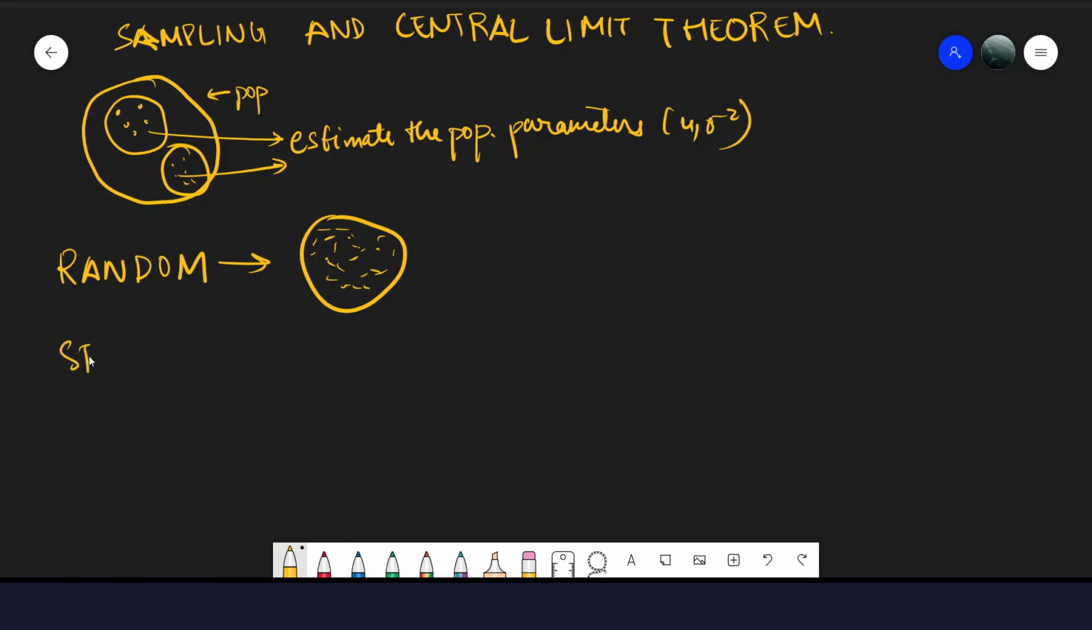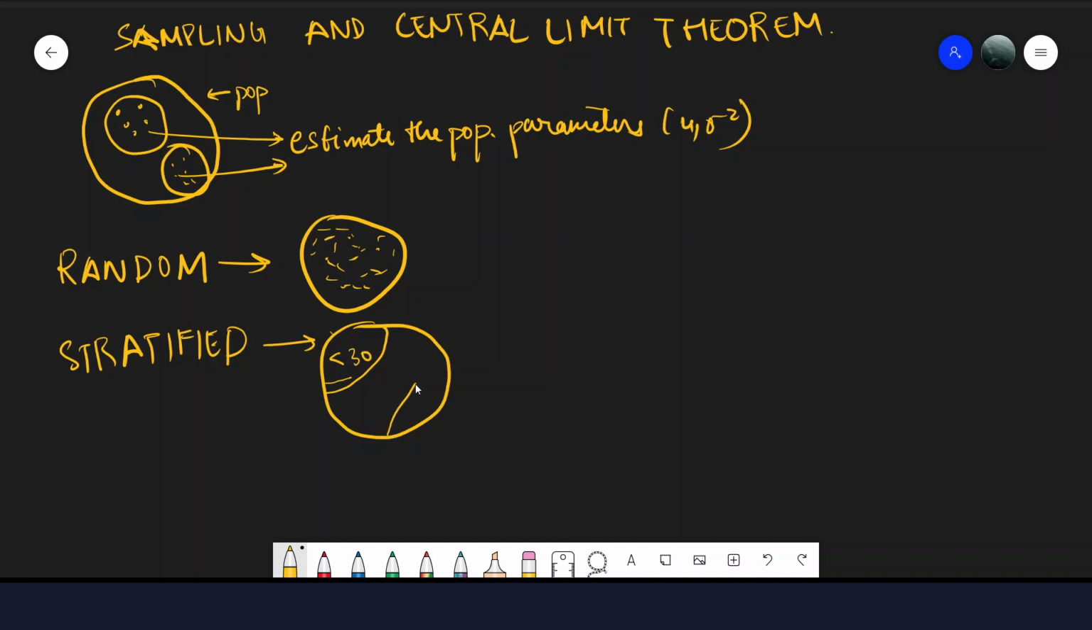Then there is stratified sampling. Okay. What happens in stratified sampling is that if you have a population, you divide the population in groups, such as you can divide the population in a group where this is a group less than 30 years of age.